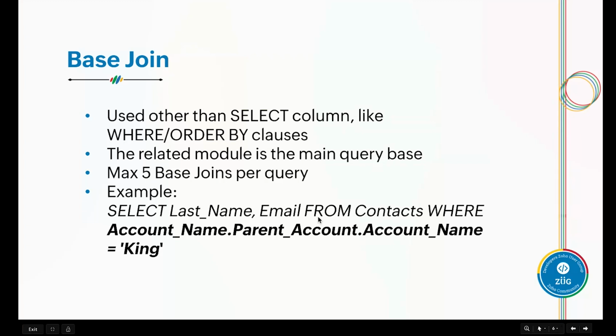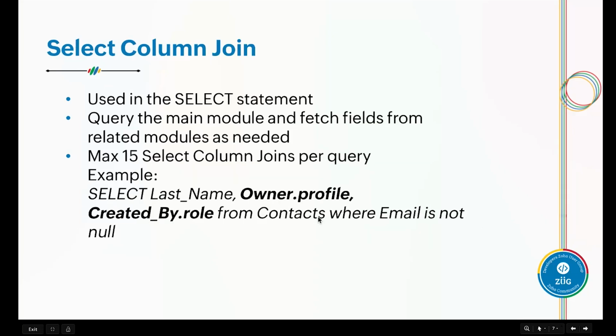You have to use a base join when you want to establish up to 5 joins per query. Now, what do you do when you want to establish more than 5 joins? In that case, we have introduced something called the select column join in COQL. So as the name suggests, select column join is used in the select statement itself. So here you want to query the main module, and you can fetch the fields from the related modules as needed. So here in a select column join, you can have up to 15 select columns in a select statement.